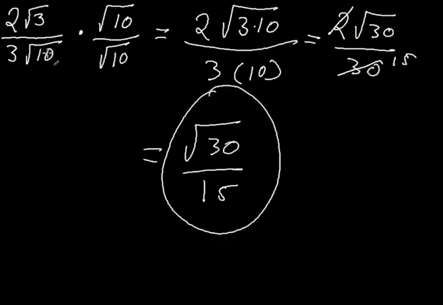Again, we're trying to get the square root out of the denominator, and so what I did is I multiplied both top and bottom. I can do this because it's the same thing over itself, so it's just equal to 1, and then we're able to reduce it.